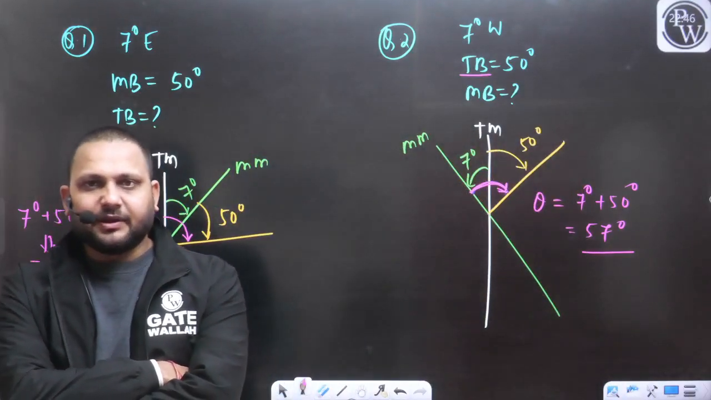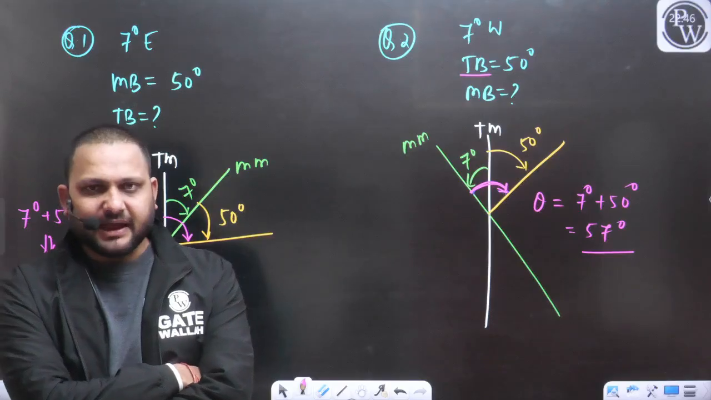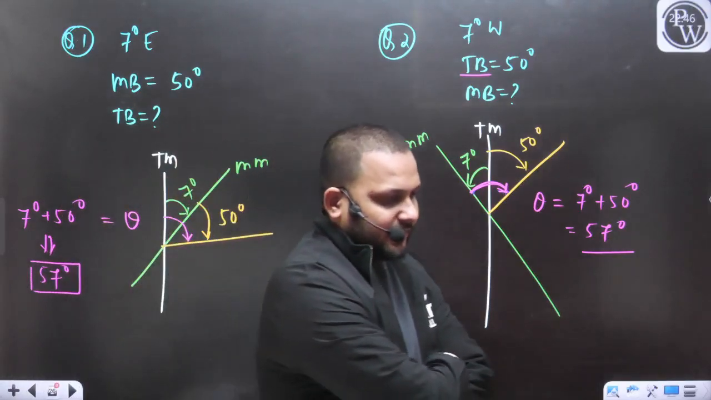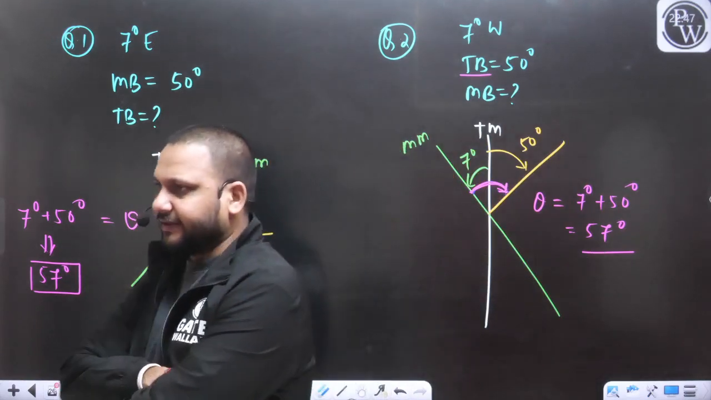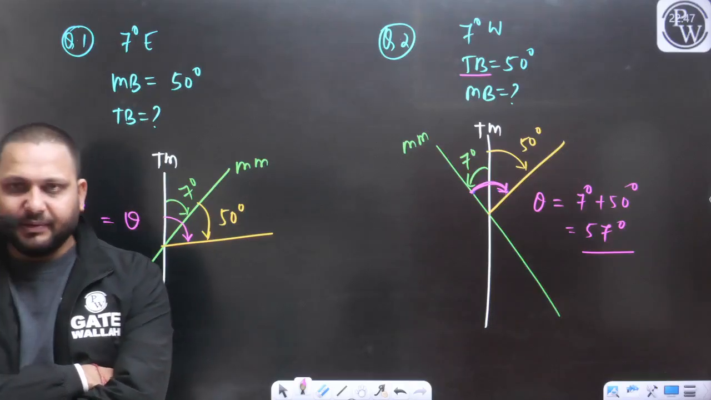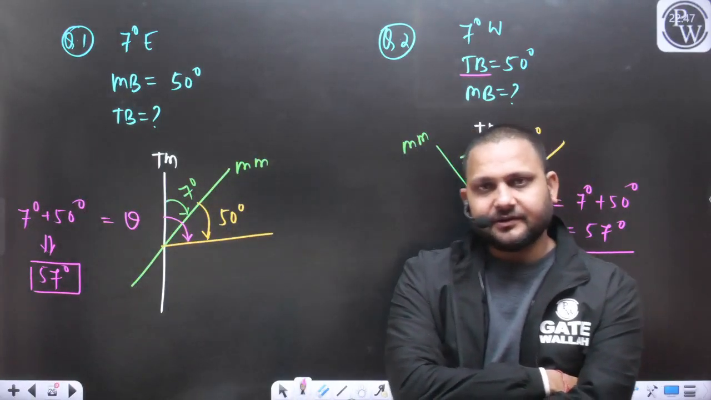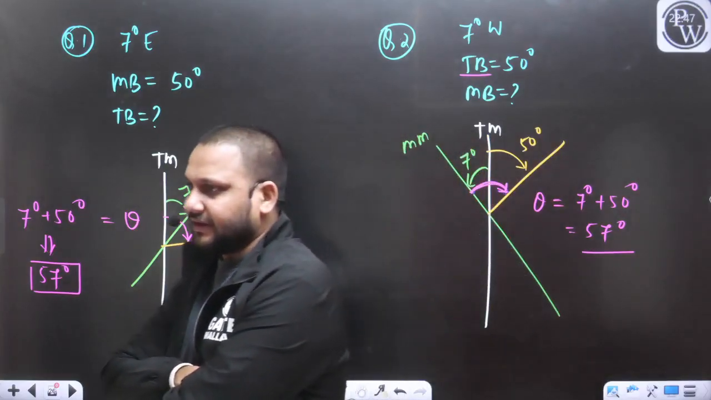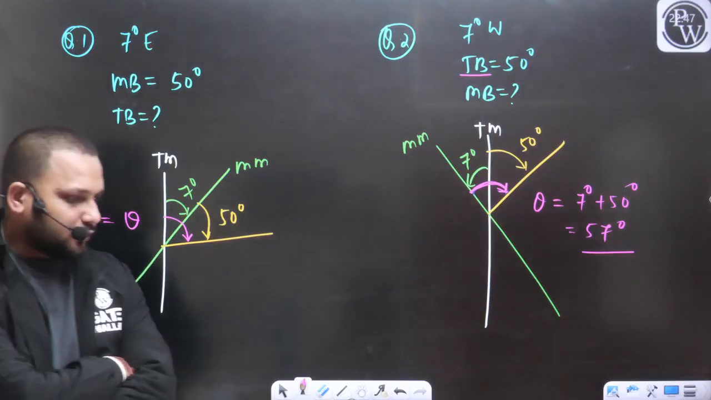If we want to define the true bearing of any line, we will measure the angle from the true meridian. If we want to define the magnetic bearing of any line, we will measure the angle from the magnetic meridian. That's it. Whatever data they have provided, based on that data we can solve this question like this.